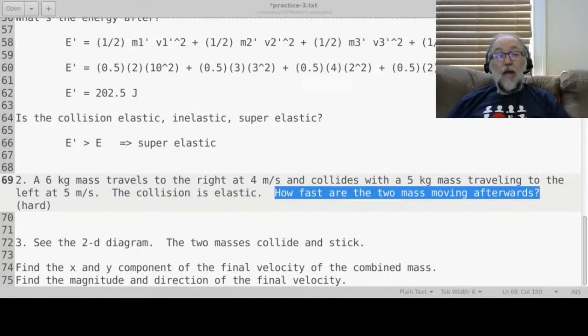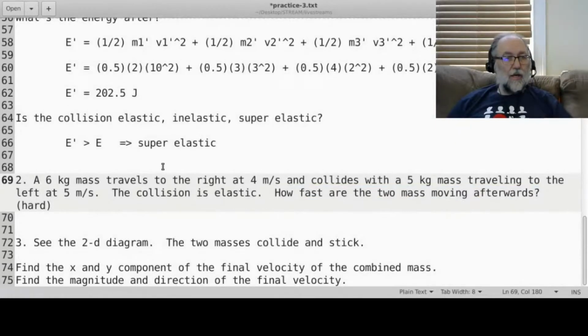Okay, you say, well, how do you do that? Well, it's elastic, so we're going to have conservation of momentum and conservation of energy. Both have to be conserved. So let me cut and paste this answer, and I'll go slowly because if you're writing notes, I'll make sure that I'll give you time. But there are a lot of steps in here. And like I said, I'll show you how to do it fairly quickly afterwards.